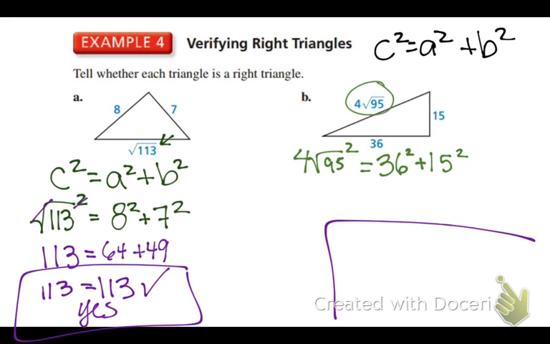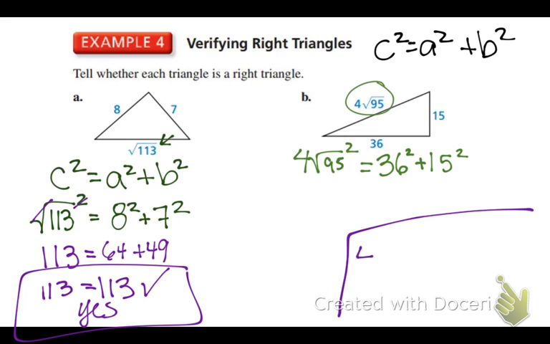If you typed into your calculator right now 4 square root of 95 squared, what do you get? 380. And that would be incorrect. Here's why. When you use this formula, C squared represents the entire hypotenuse. What is the length of the whole hypotenuse here? Is it just the square root of 95, or is it 4 square root of 95? 4 square root of 95. When you plug it in your calculator like this, it's reading it as the square root of 95 squared times 4. It's not reading it as all of it being squared.